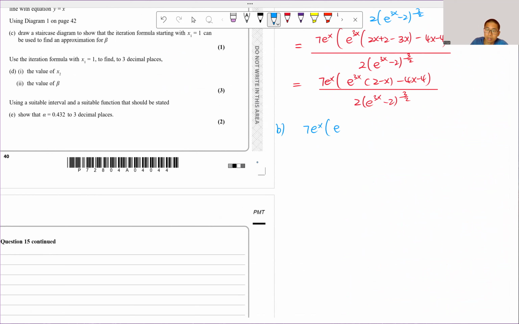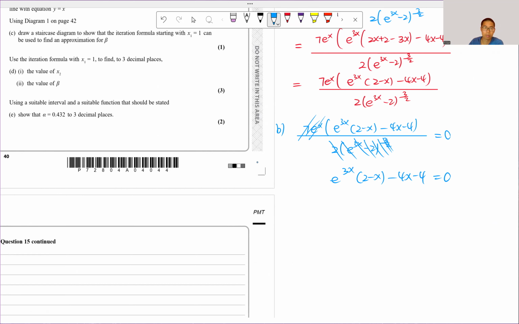7e^x times (e^(3x) times (2 minus x) minus 4x minus 4), all over 2 times (e^(3x) minus 2) to the power 3/2, equals 0. We can't divide by 0, so the denominator can never equal 0. And we know e^x is always positive, so it cannot equal 0. So the only thing we want to solve is e^(3x) times (2 minus x) minus 4x minus 4 equals 0.